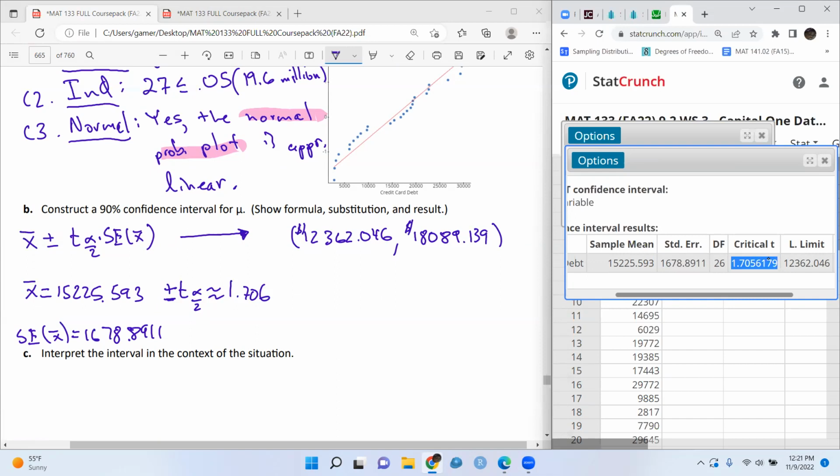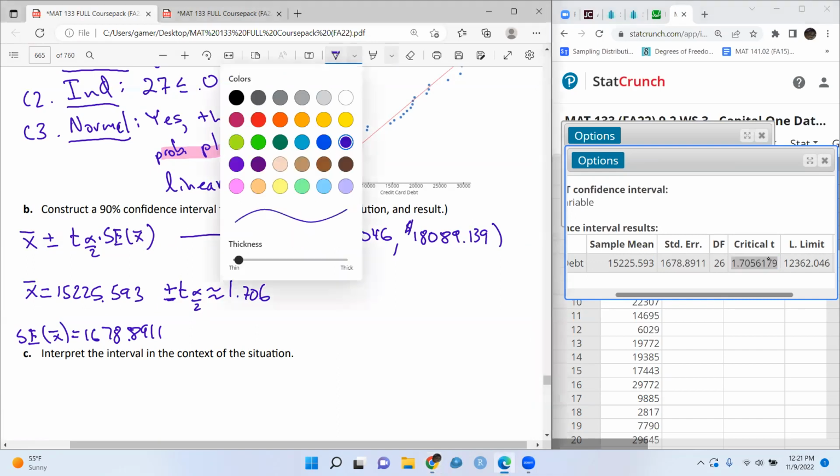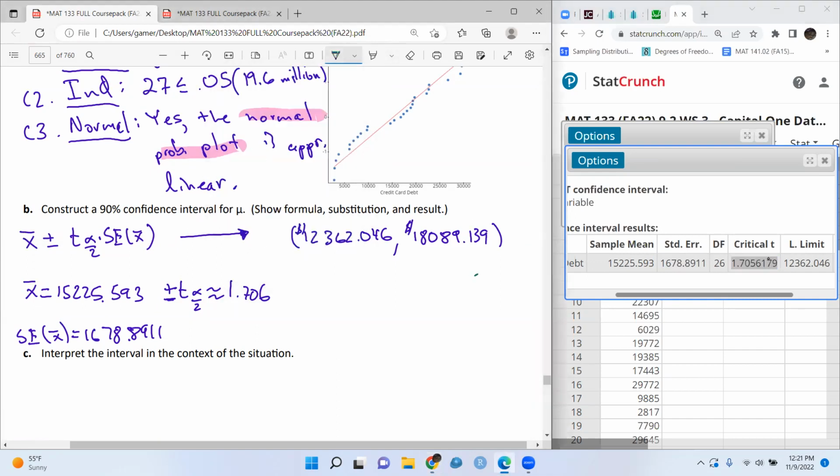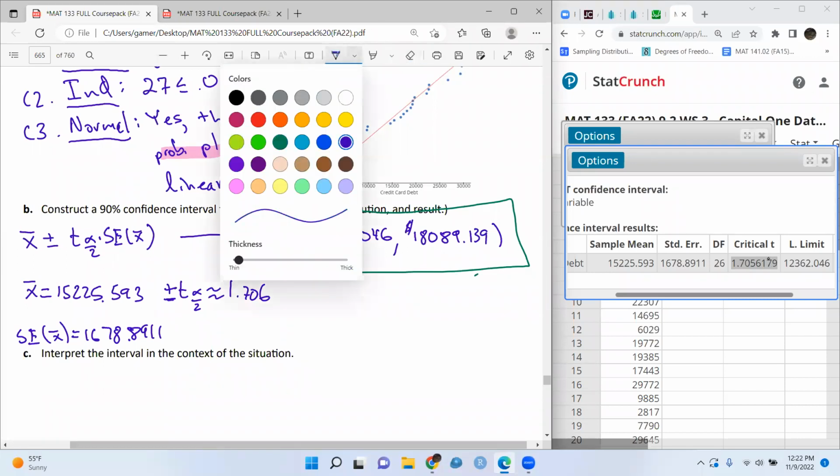The SEX bar is the standard error of X bar. Okay, yes. Now make sure you say "S E X bar" so it doesn't sound like that other word. Yikes. No, it doesn't matter at all.